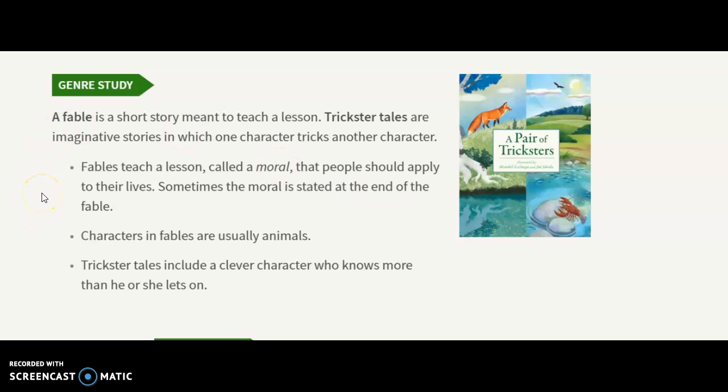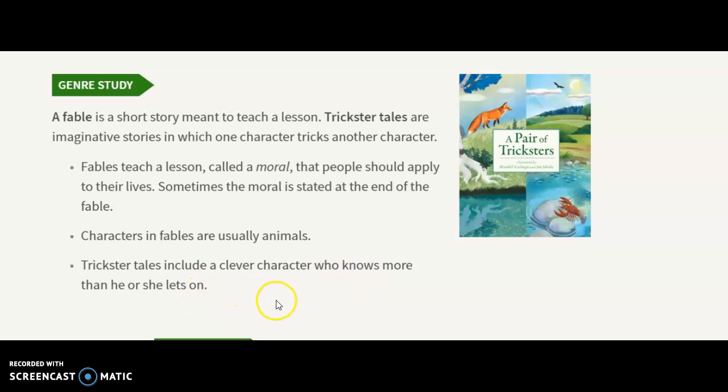Fables teach a lesson called a moral that people should apply to their lives. Sometimes the moral is stated at the end of the fable. Characters in fables are usually animals. Trickster tales include a clever character who knows more than he or she lets on.